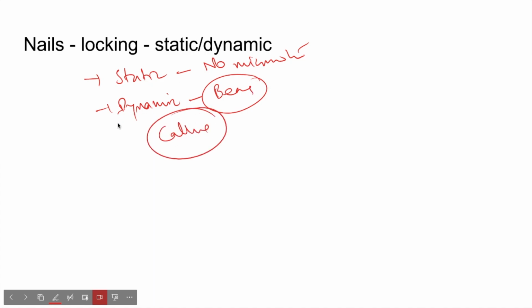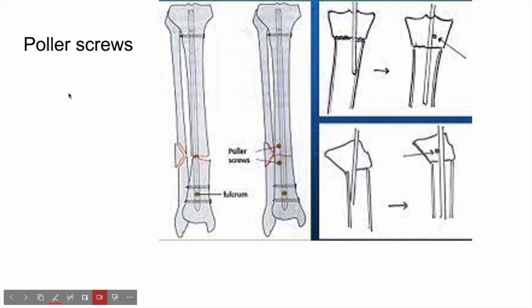We can dynamize the nail later on. That is, you make a static into a dynamic system when you see there are no signs of union. So to cause micromotion at the fracture site, you can convert a static to a dynamic fracture fixation.